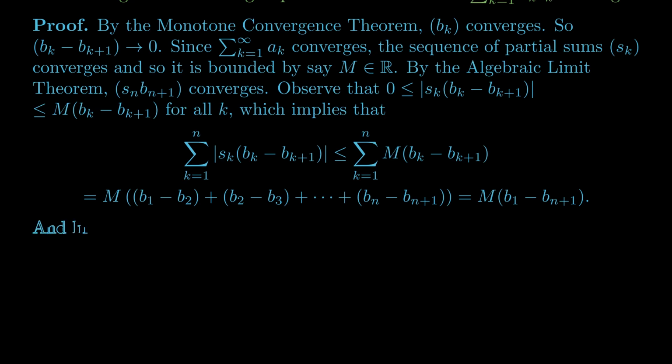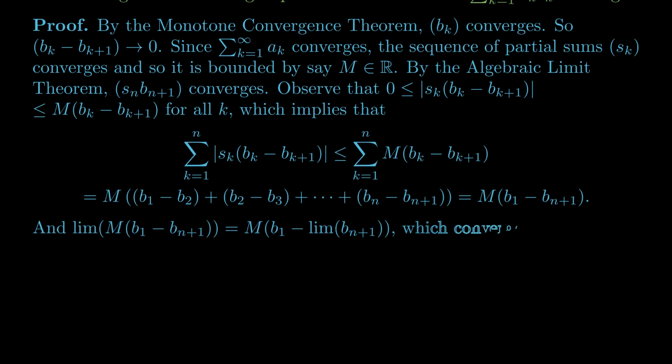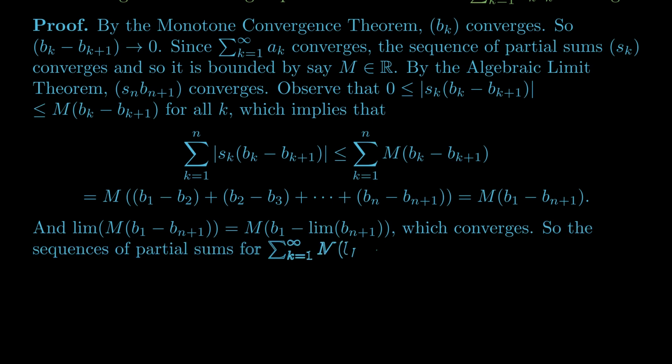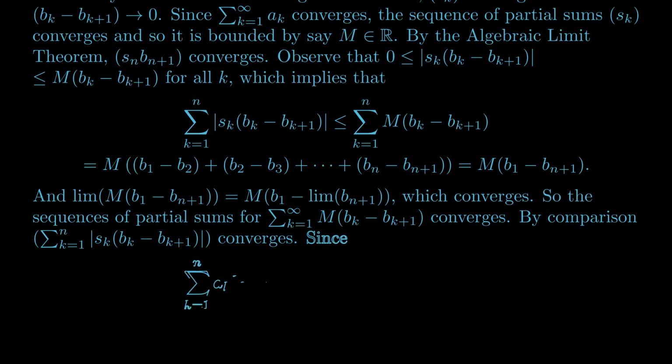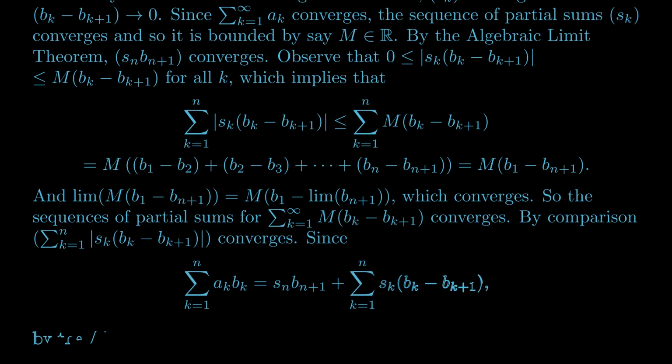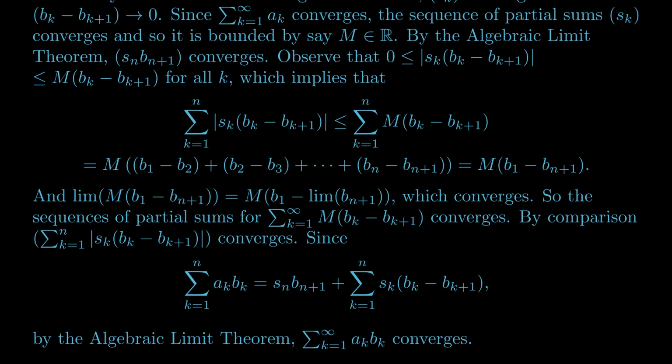And looking at the limit of this expression, b1 is just a constant, and the sequence bn plus 1 is just a reindexed version of the sequence bn, which we know converges. We said that earlier from the monotone convergence theorem. So this sequence of partial sums for the series we compared to converges, and so by comparison, the sequence whose terms are the sum k equals 1 to n of sk times bk minus bk plus 1 converges. And so by the algebraic limit theorem, combining the convergence of the two parts of the right-hand side in our summation by parts formula gives us the convergence of the left-hand side, which gives us the series convergence for the sum k equals 1 to infinity of ak bk.